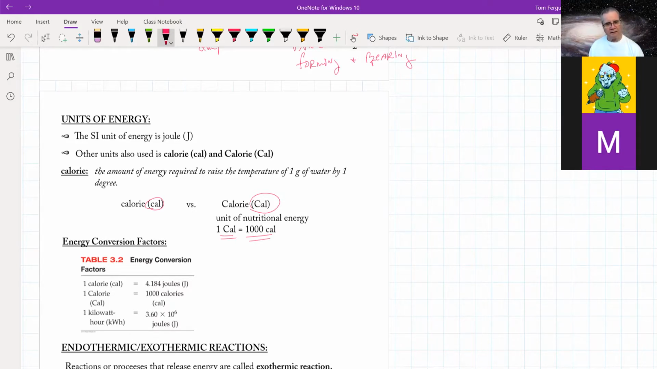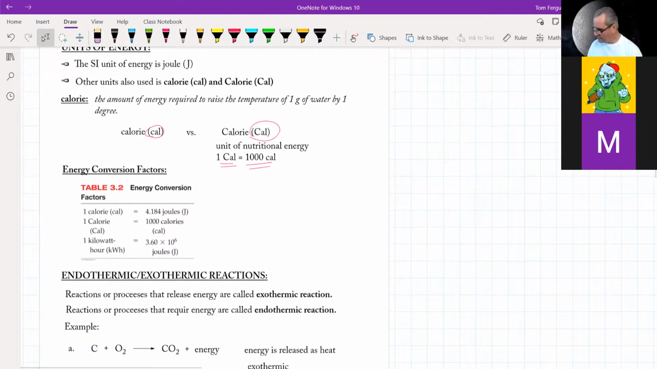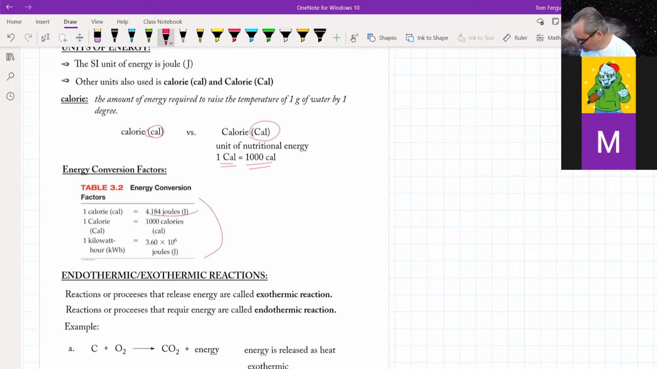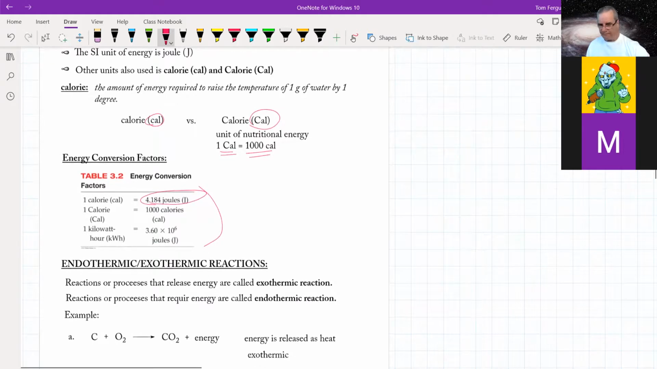Now that's not an SI unit though. The SI unit is called a joule. And of course there are conversion factors to go from joules to watts to calories, etc. The main one though is joules. We'll be using joules a lot in this class, and if you go on to Chem 400, you use it a lot there as well. Okay.